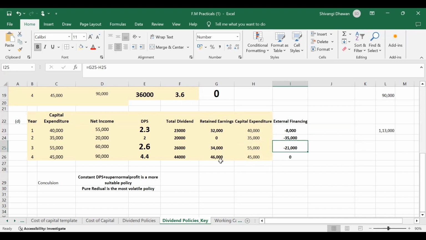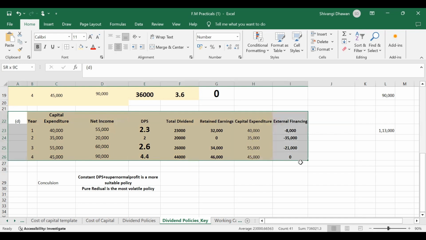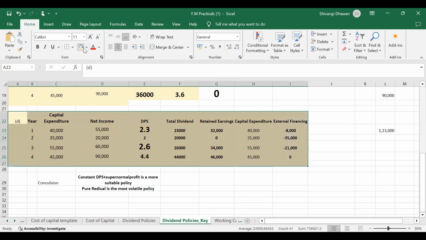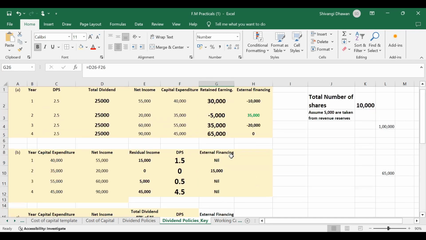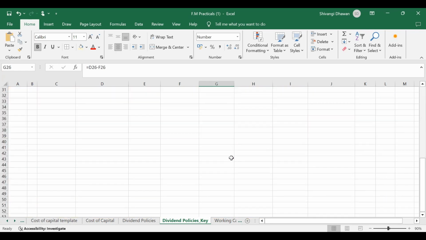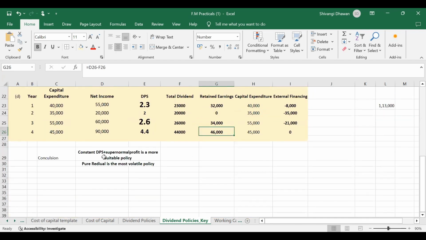And here our retained earnings are 46,000 and capital expenditure is 45,000. So we need not raise any money because we are having sufficient retained earnings where we can easily meet our capital expenditure requirements. So here our external financing requirement is 0. So this was the fourth part and very important part of this question. So if we just analyze the results, we can see that constant dividend per share plus supernormal profit is a more suitable policy.